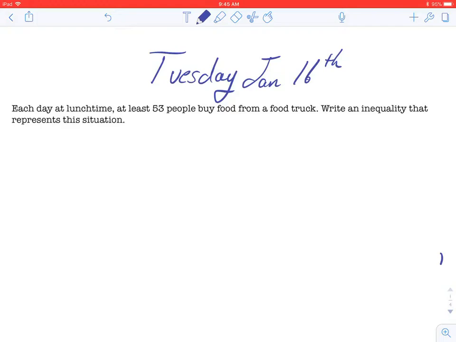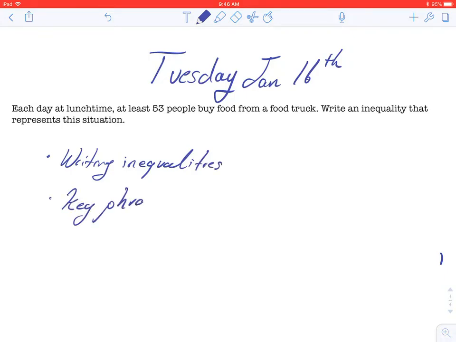I just want to take this time to introduce a little bit of what we learned in lesson 4.1 last week. This is just a recap of some of the things we learned, which was how to write an inequality. So, writing inequalities. We learned what some key phrases are for inequalities. That's that little graph that you have at the very front of your notes. We learned some key phrases that represent the four symbols that we're going to see: greater than, less than, greater than or equal to, and less than or equal to.